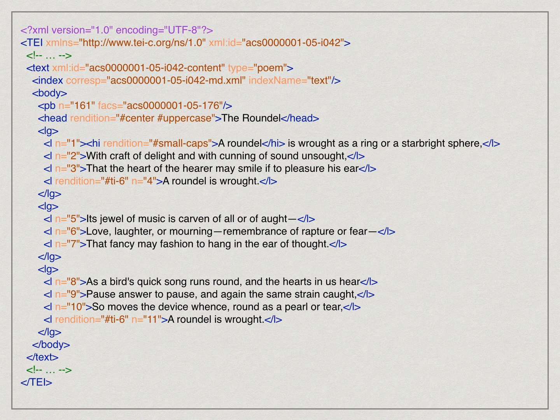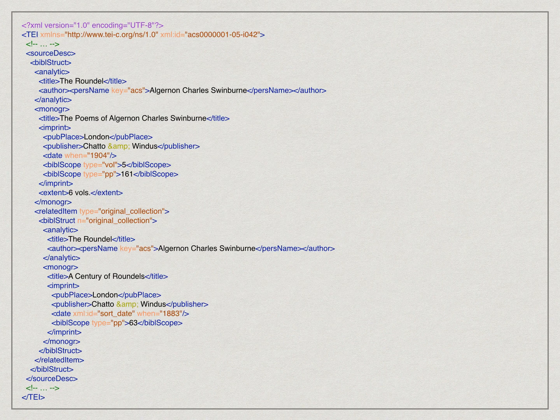In the previous video on markup, we looked at the example of the Roundel, a poem by Victorian poet Algernon Charles Swinburne. This slide includes a possible TEI XML encoding of that poem. In this example, we are focusing on the text of the poem. The full TEI file is many times larger than this and includes a great deal of descriptive and technical metadata. Here is some of that metadata: the source description, which includes bibliographic details about the original source or sources of the digitized document.